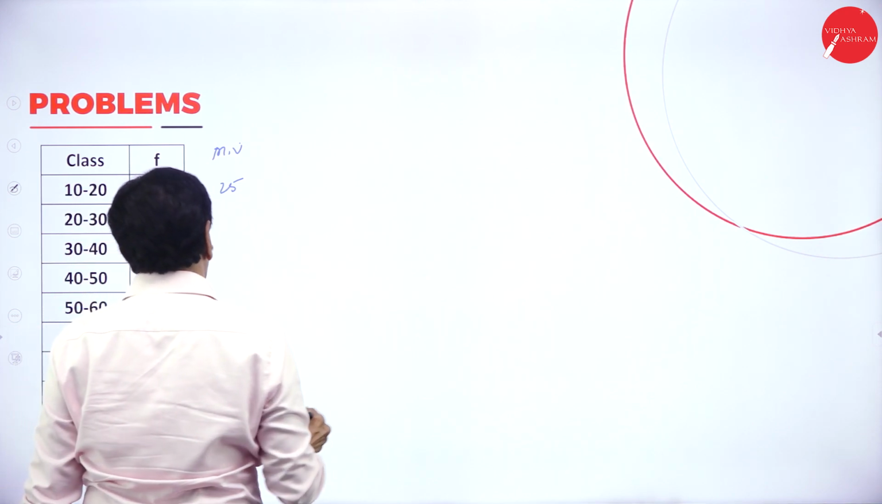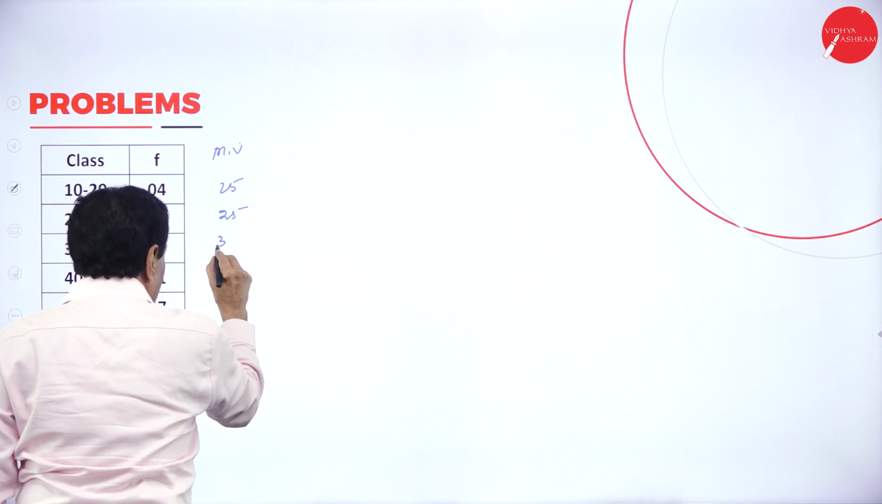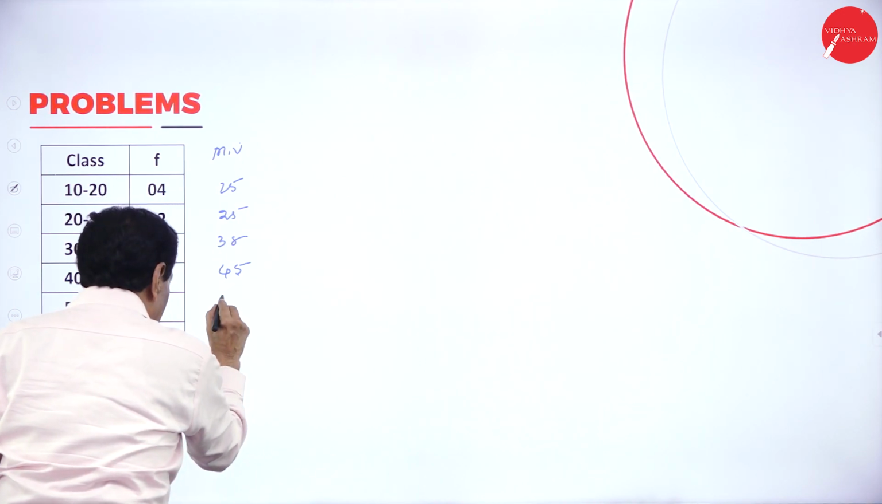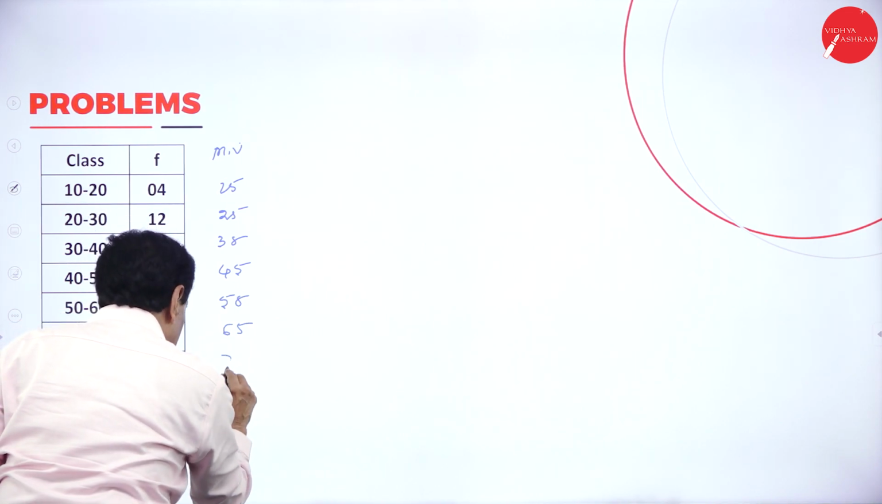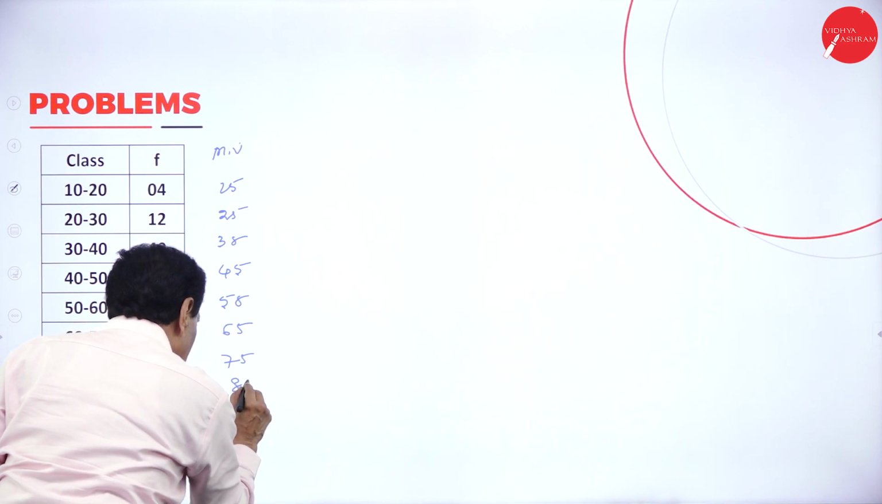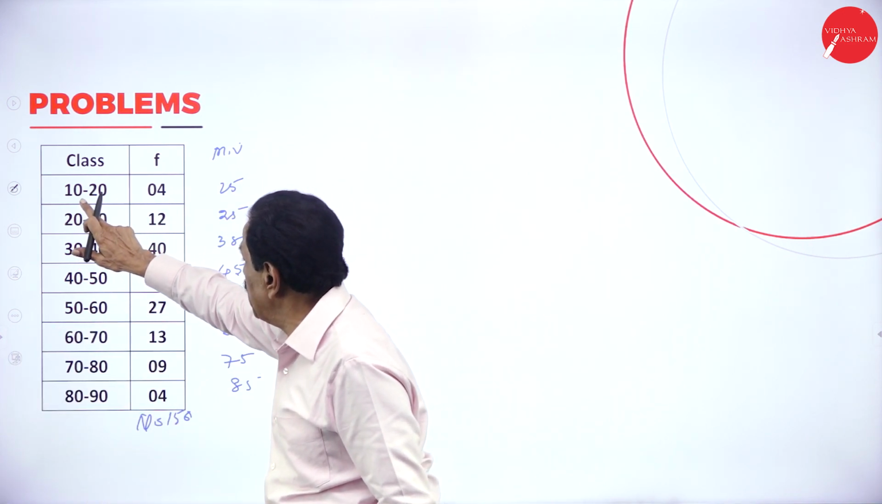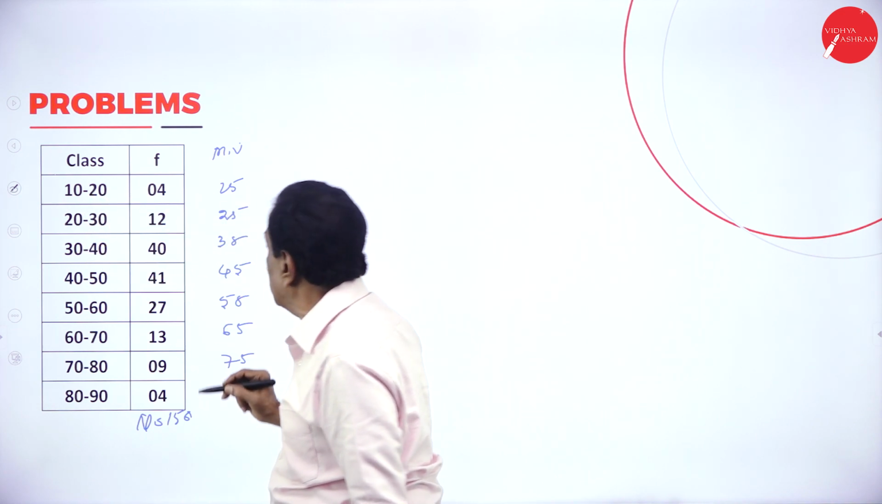20 plus 30 is 50, divided by 2 is 25, then 35, 45, 55, 65, 75, 85. I think you understand. I will repeat. 10 to 20 means 10 plus 20 is 30, divided by 2 is 15.